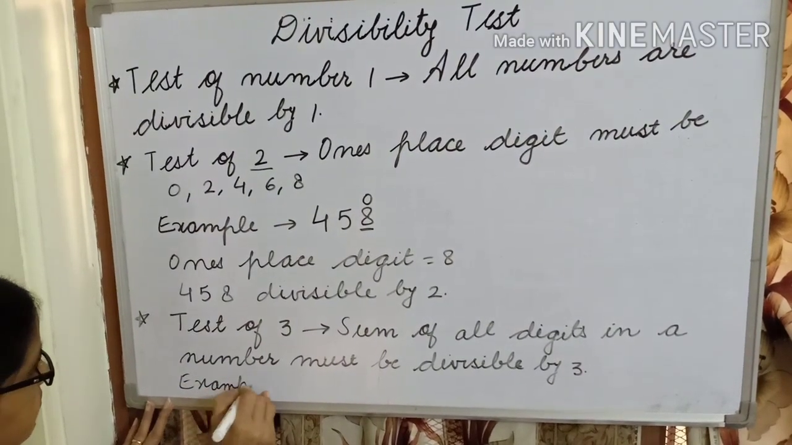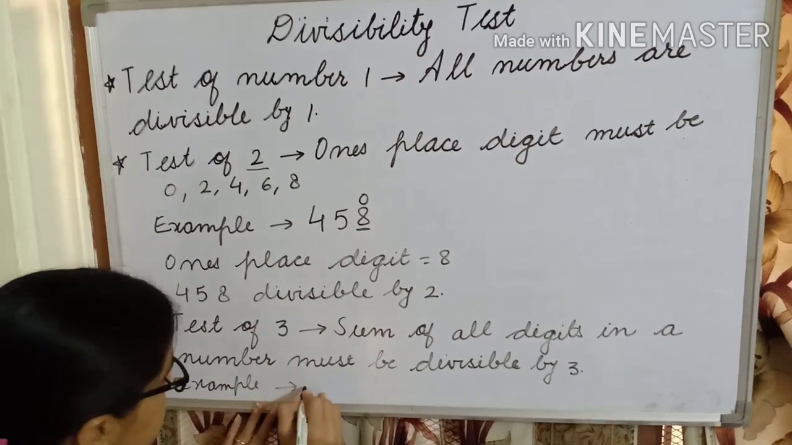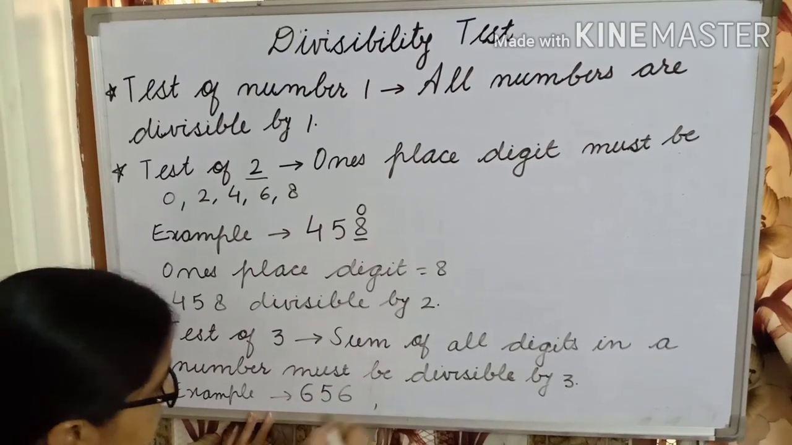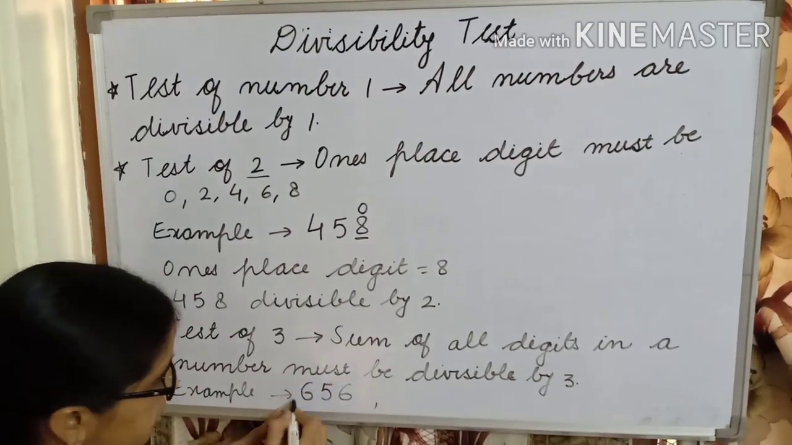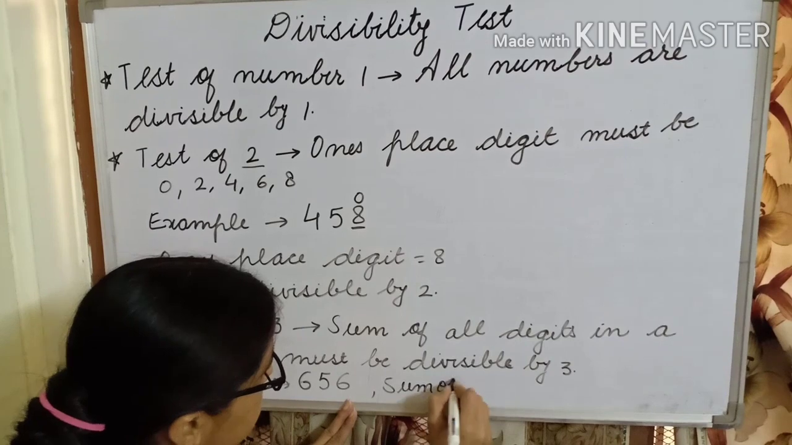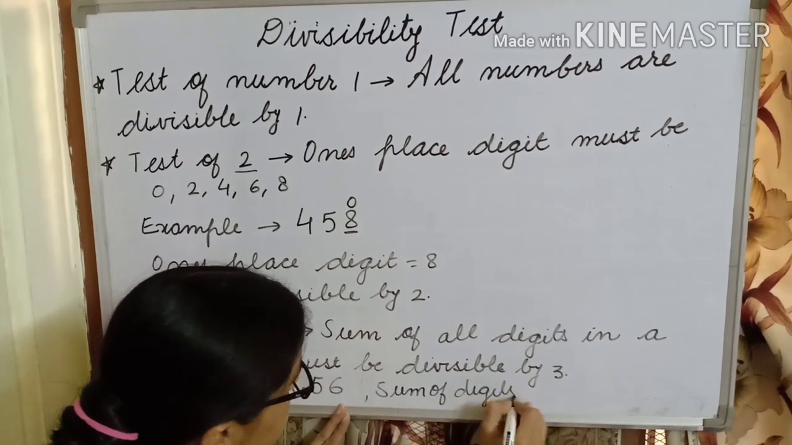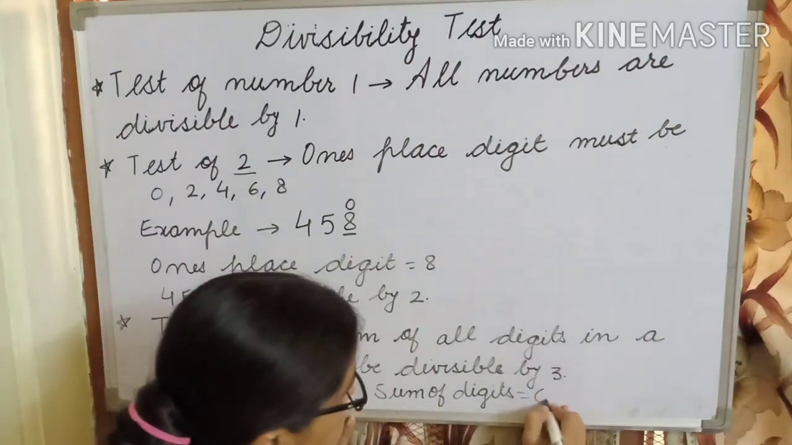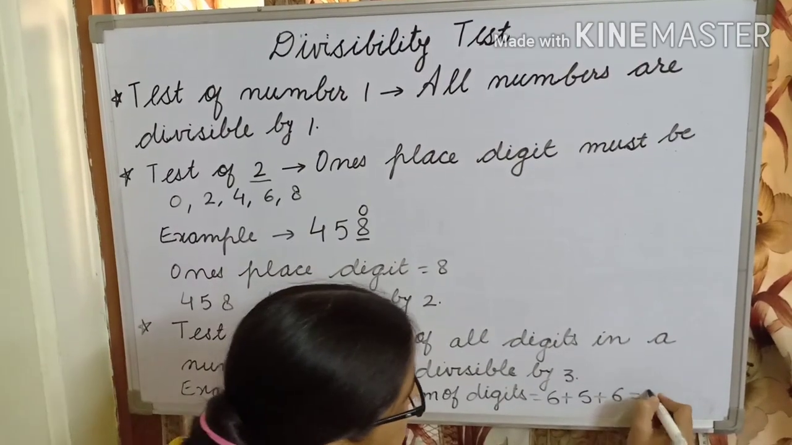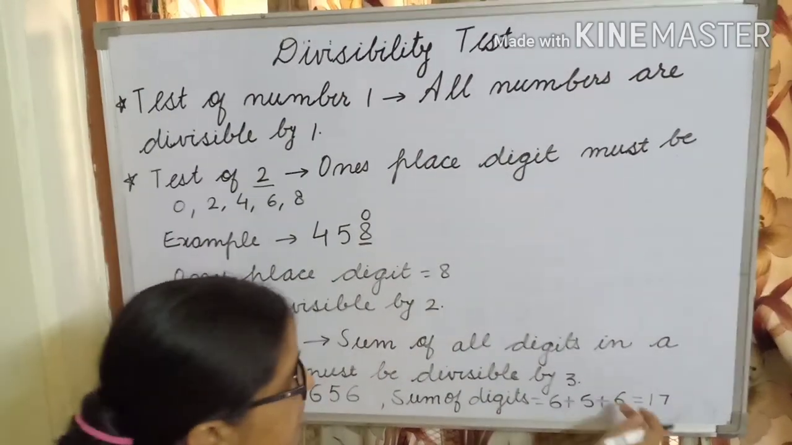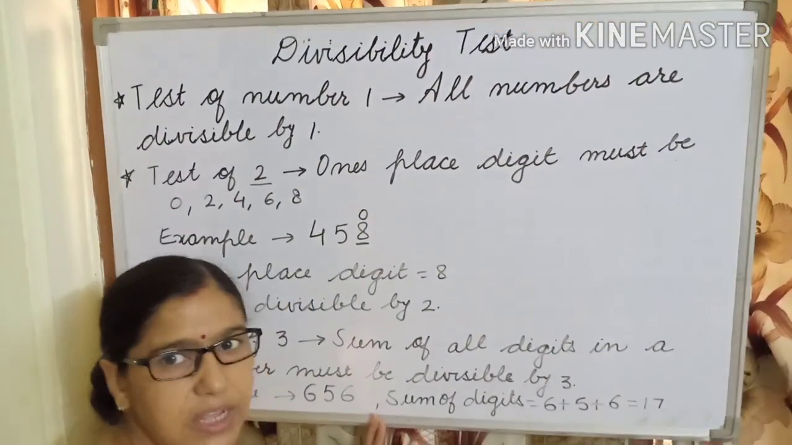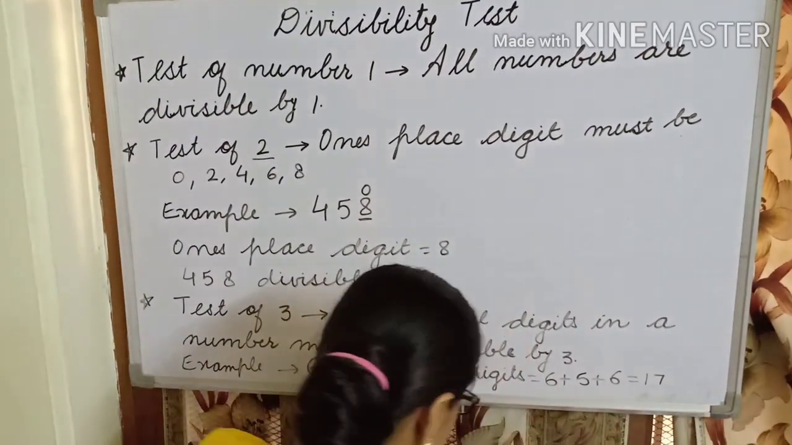Suppose I have taken any number, 656. What you will do? You will add all these digits, sum of digits. 6 plus 5 plus 6. 6 plus 5, 11. 11 plus 6, 17. Whether 17 is coming in the 3 table? No, it is not coming. 17 is not divisible by 3.